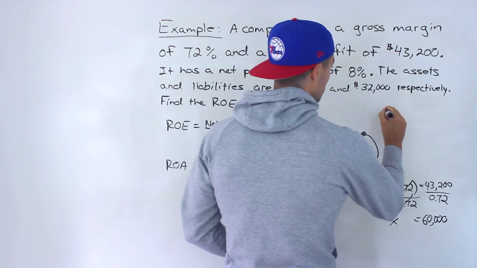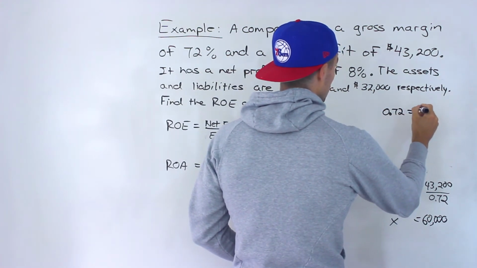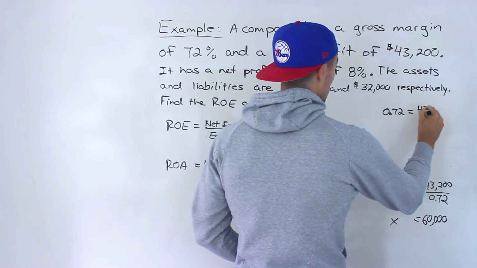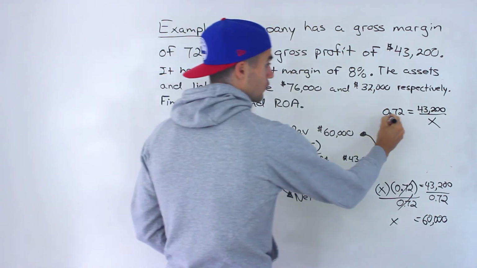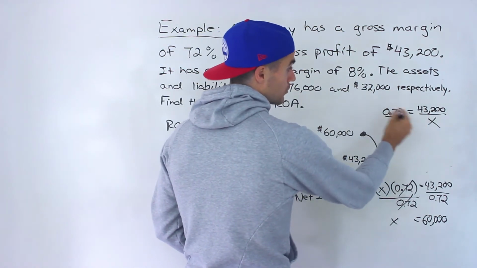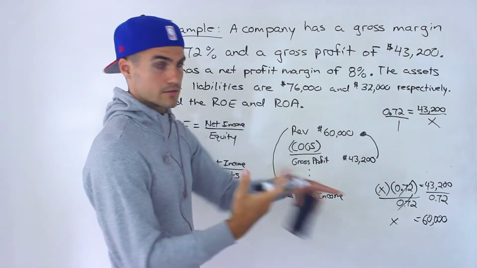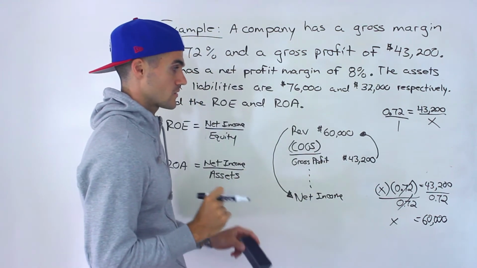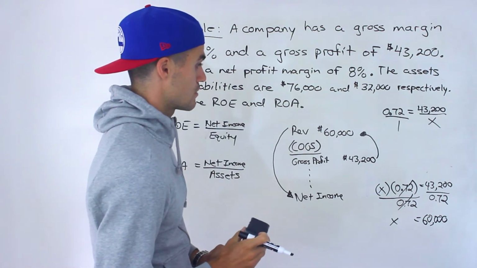If you wanted to solve it with just the formula, you can say 0.72 is equal to the gross profit 43,200 over the revenue, which is X, what we'd be solving for, and then you could cross multiply. You'd end up with 0.72X equals 43,200. Divide both sides by 0.72. However you go about it, the revenue is 60,000.